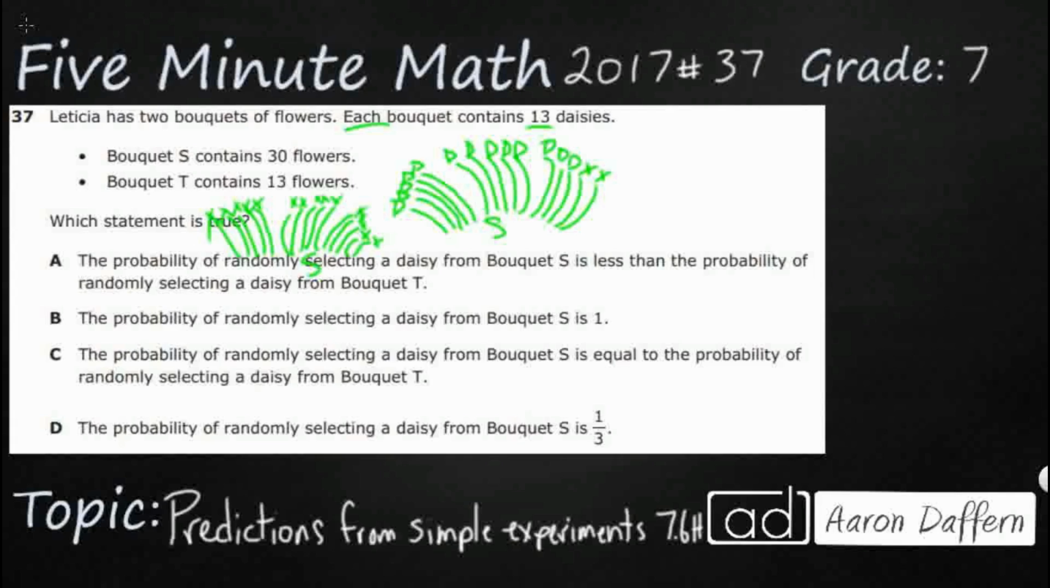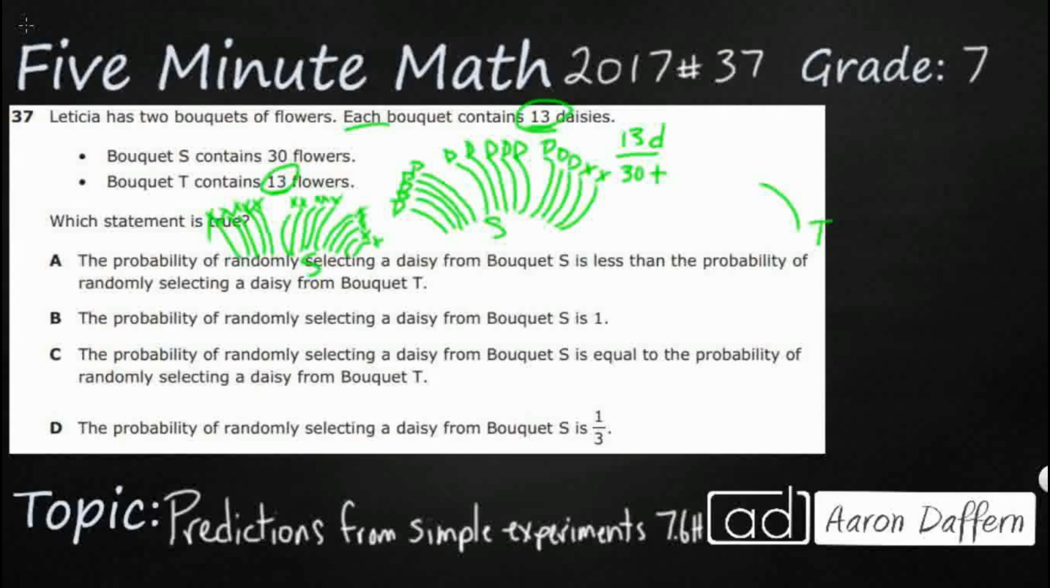We've got 30 flowers, but in bouquet S, we've got 13 daisies over 30 total flowers. All right, so let's look at bouquet T. That's going to be a little bit easier for us. It's going to be 13 flowers, but it says each bouquet contains 13 daisies.